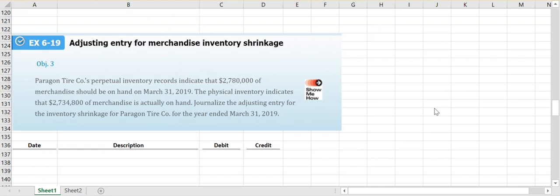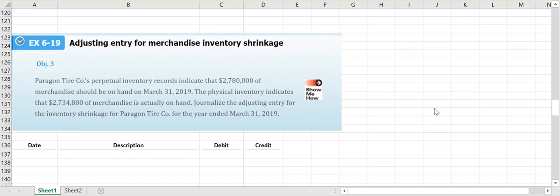In this example video, we're going to go over exercise 6.19, looking at how to journalize the adjusting entry for inventory shrinkage. So they tell us that our company uses the perpetual inventory system, and our records indicate that we have $2,780,000 of merchandise on hand as of March 31st.